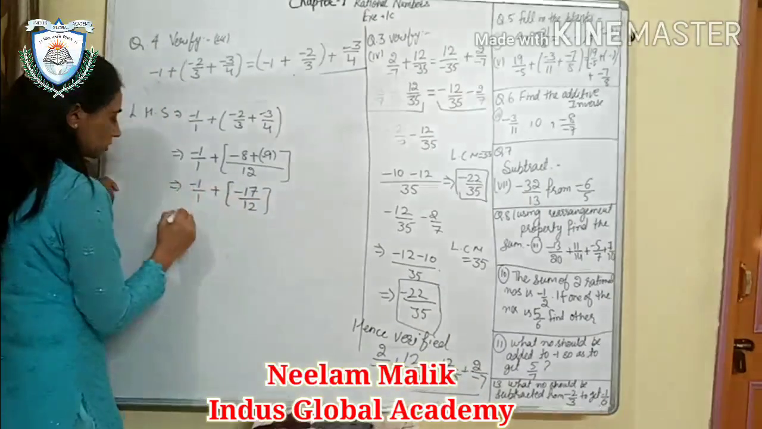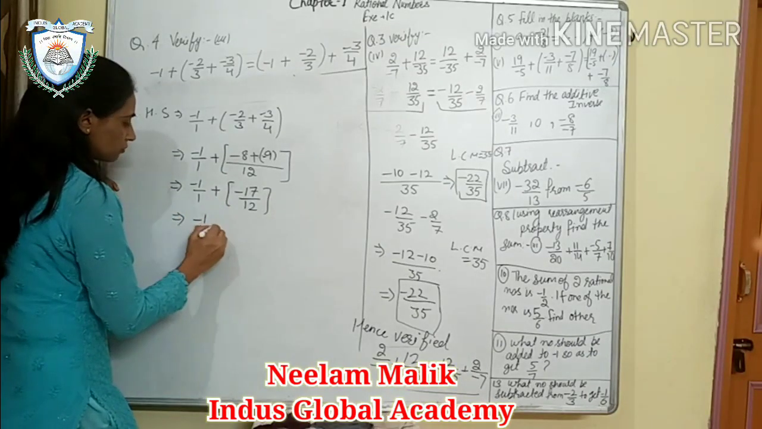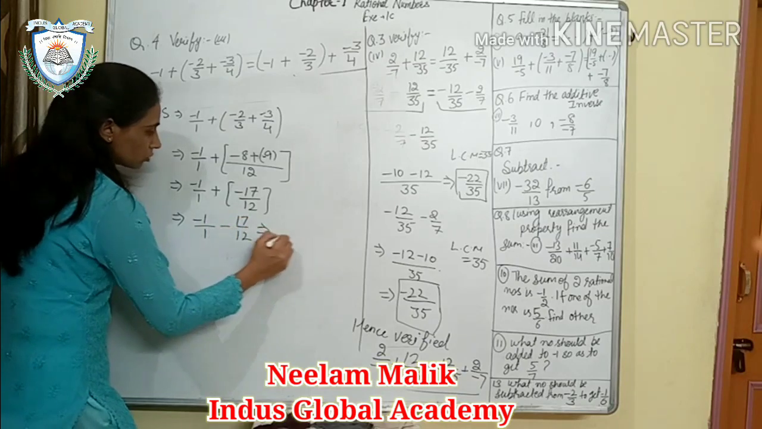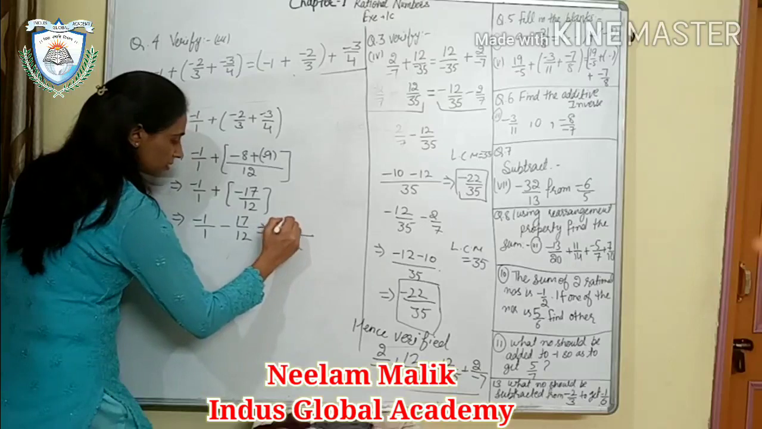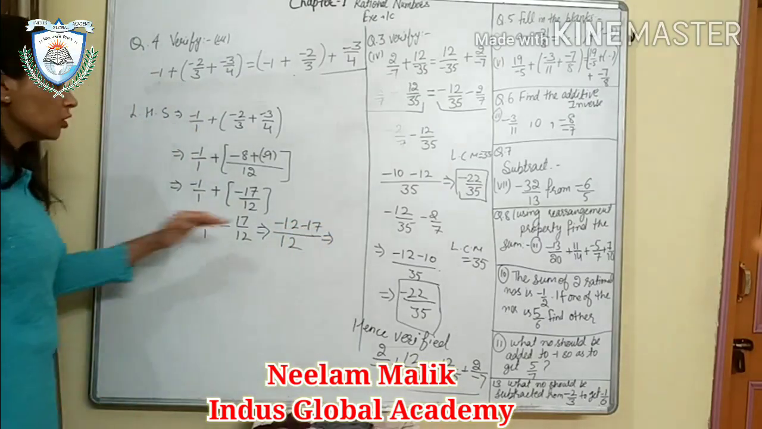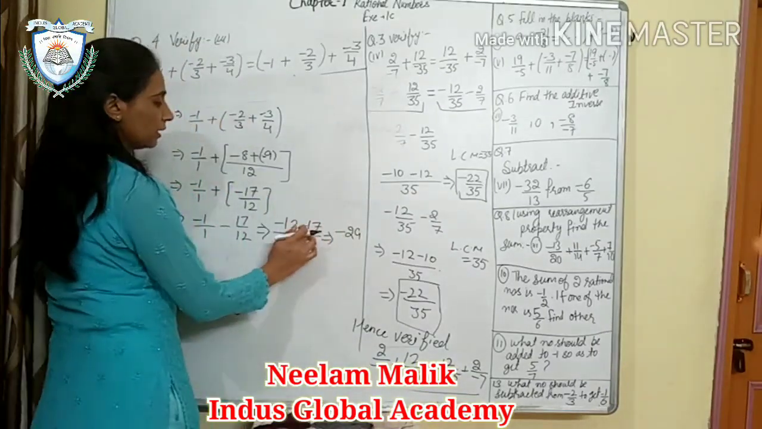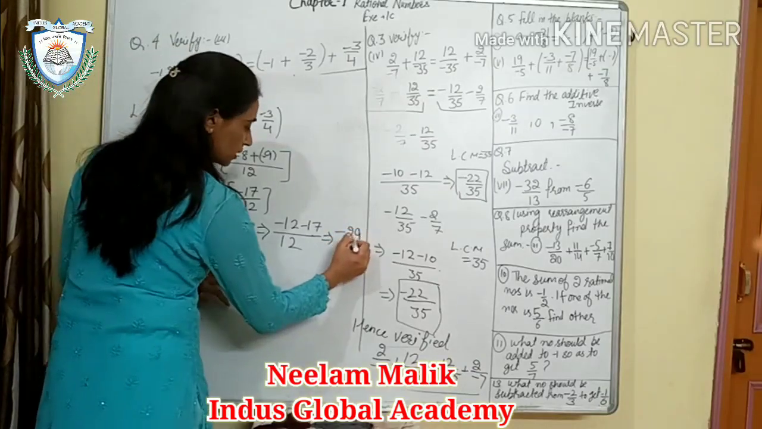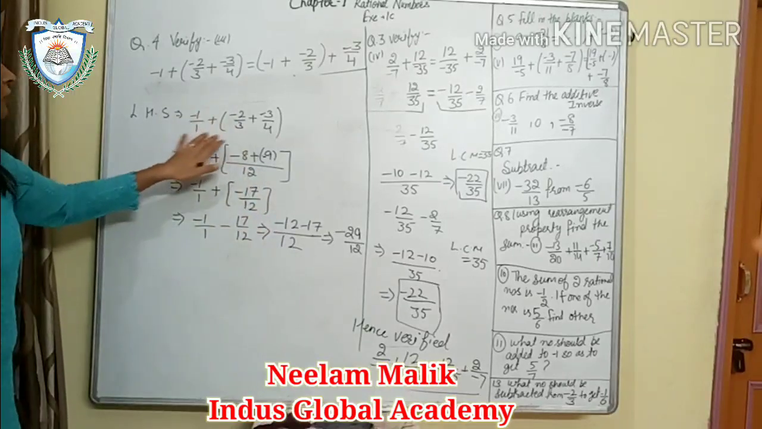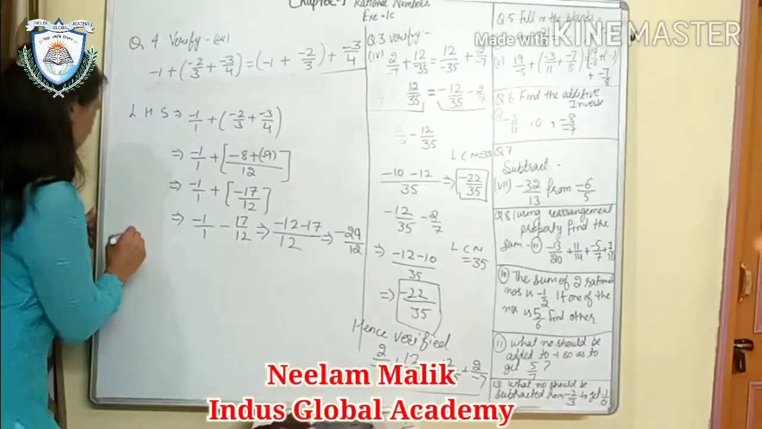Okay, so what we have to do next? Now we have to solve this. -1/1 plus -17/12. So LCM will be 12. Here will be -12 and -17. So what you will get here? You will get -29. So here you will get -29/12. This is the answer of your left hand side. Now we have to solve the right hand side. Okay, let's do that.